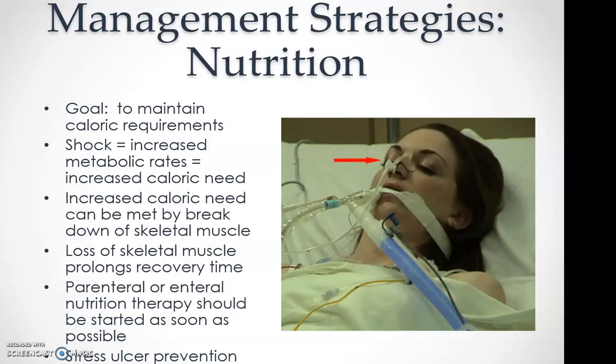So if we don't meet the caloric needs, skeletal muscle will start to break down to try to meet those caloric needs. And when you break down your skeletal muscle, you prolong recovery time. We need to start this therapy as soon as possible, so that the patient doesn't get behind with their caloric needs.